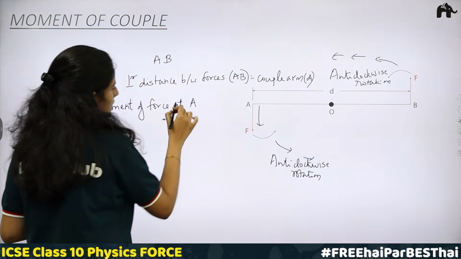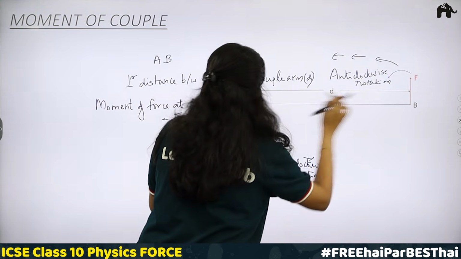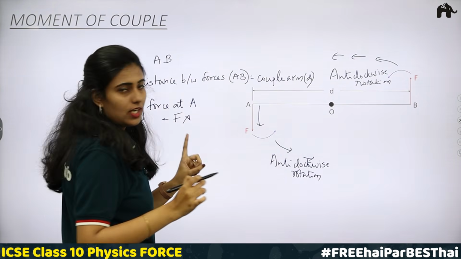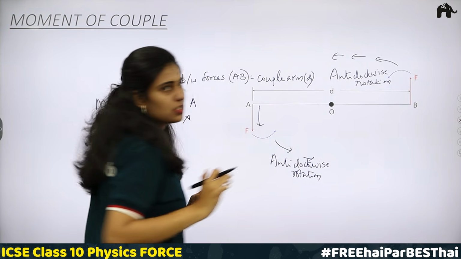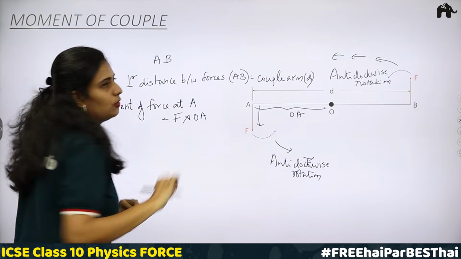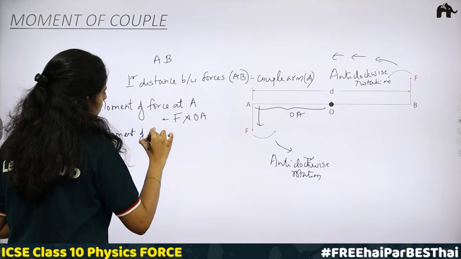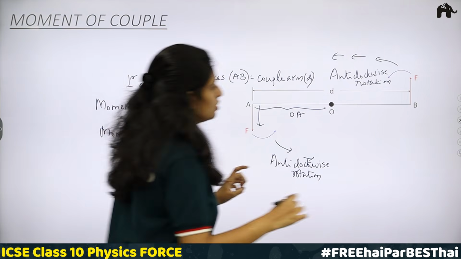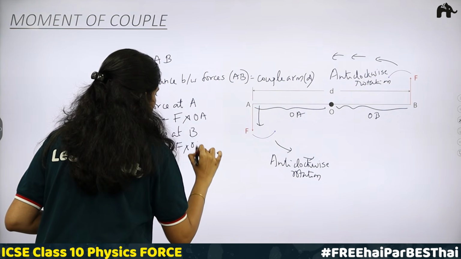Here, the moment of force at A will be force F into, we are told that at both these points A and B, equal force F is applied. F into the perpendicular distance from the pivot, the distance of the point of application of force. This distance is OA. So F into OA. Next, tell me what is the moment of force at point B. Again it will be force into perpendicular distance. Here it is OB. F into OB.